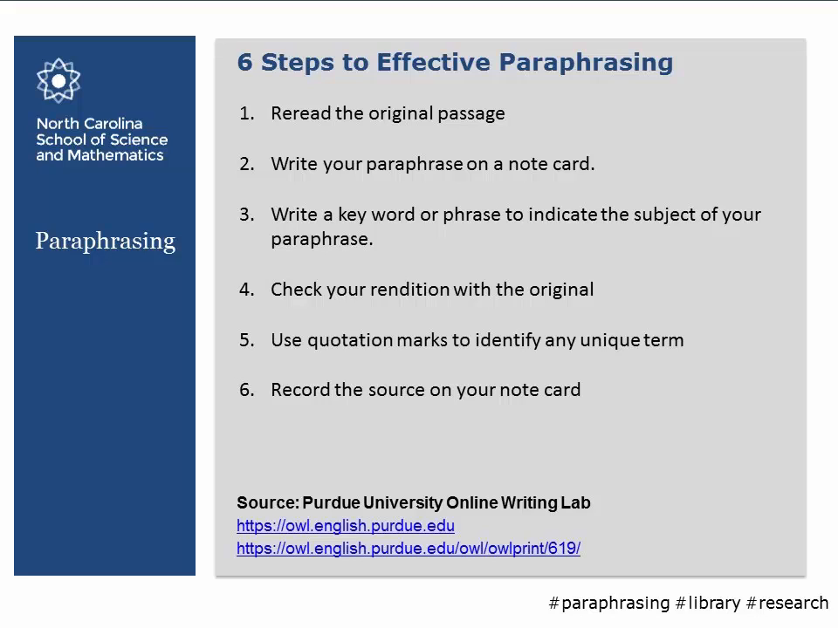Reread the original passage until you understand its full meaning. Set the original aside and write your paraphrase on a note card. Jot down a few words below your paraphrase to remind you later how you envision using this material. At the top of the note card, write a key word or phrase to indicate the subject of your paraphrase. Check your rendition with the original to make sure that your version accurately expresses all the essential information in a new form. Use quotation marks to identify any unique term or phraseology you have borrowed exactly from the source. Record the source, including the page, on your note card so that you can credit it easily if you decide to incorporate the material into your paper.